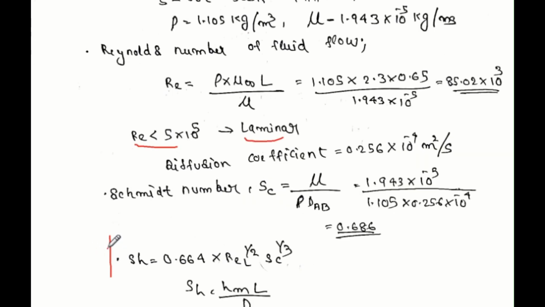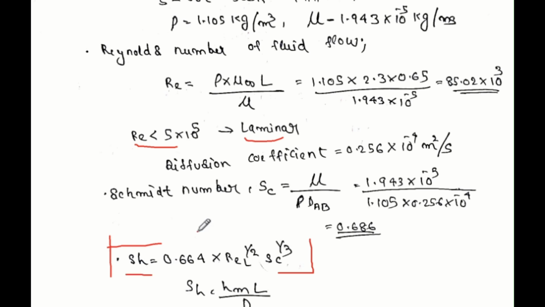Before finding that number, we need to learn this equation. This is the Sherwood number. It is given by the formula 0.664 into the Reynolds number along the length, whole raised to half, into Sc, that means the Schmidt number, whole raised to 1 by 3. So now we know the value of the Schmidt number and the Reynolds number, so we can substitute and find the Sherwood number. This Sh is the Sherwood number.